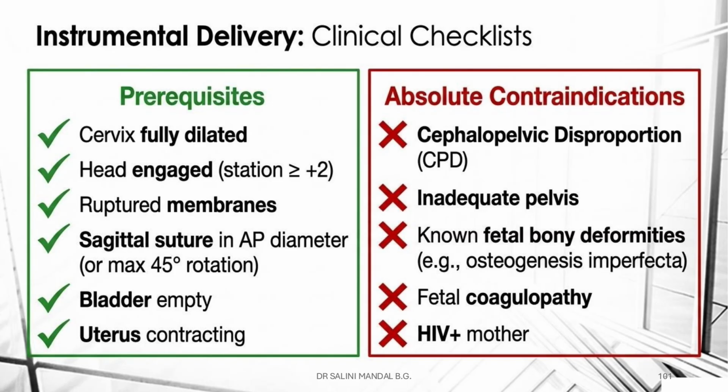So let us see the instrumental delivery prerequisites. Cervix is fully dilated, head is engaged, membranes are ruptured, suture is in the AP diameter, bladder is empty, and uterus is contracting. The absolute contraindications are CPD, that is cephalopelvic disproportion, inadequate pelvis, known fetal bony deformities, fetal coagulopathy, and if the mother is HIV positive.